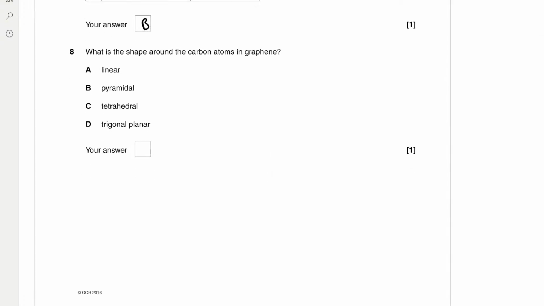What is the shape around the carbon atoms in graphene? So this is going back to GCSE. So you need to think about the structure of graphene. In graphene, each carbon atom is bonded to 3 other carbon atoms, and it has 1 delocalized electron per carbon atom. So that gives us 3 bonded pairs and 0 lone pairs. So that means that is, as we said earlier, D, trigonal planar, which would have a 120 degree bond angle.